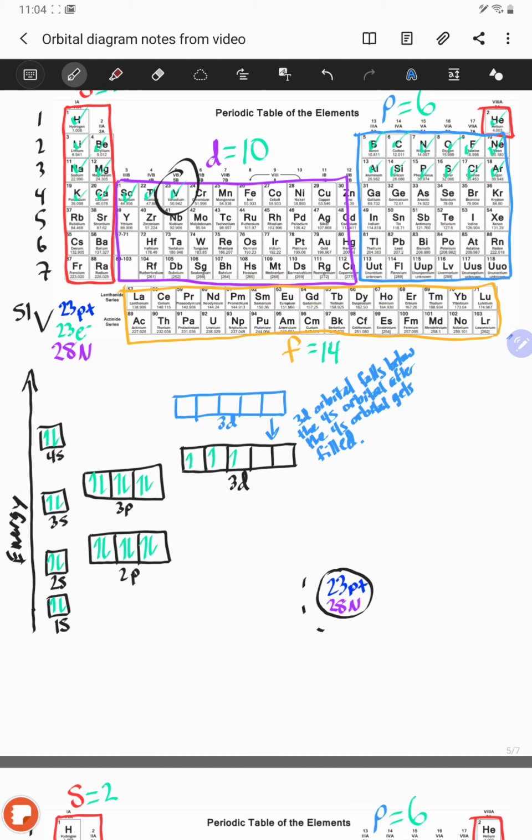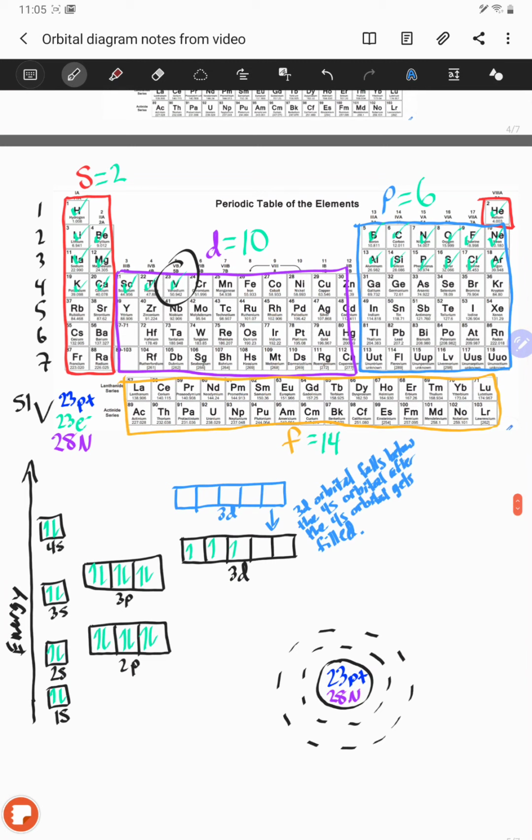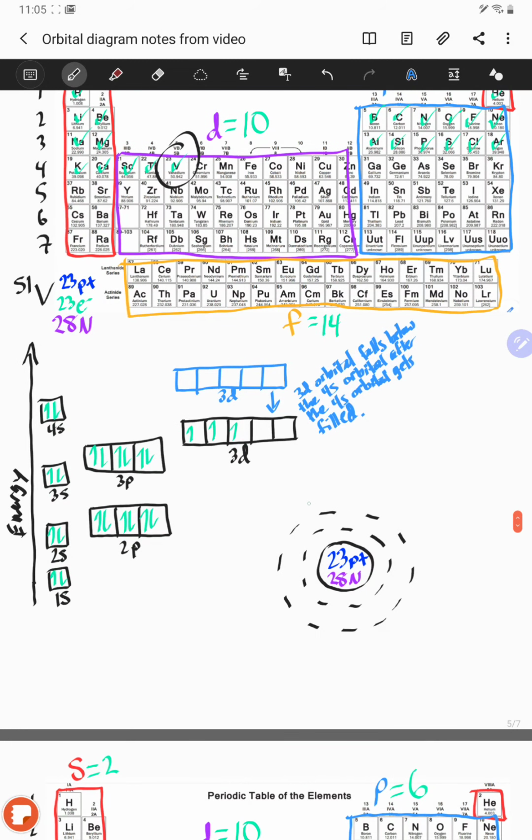And then first energy level. Second energy level. And you can actually go ahead and just count how many energy levels there will be and just draw them all at once at first. So I can count, and I see that vanadium is located on the 4th row of the periodic table. So therefore, it will have 4 energy levels. So I'll just draw all 4 of these to begin with.